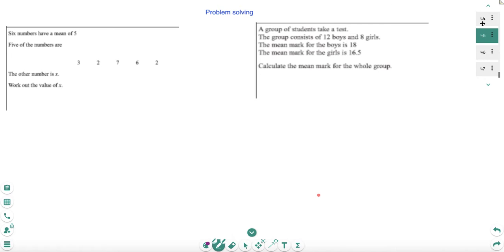Let's do some problem solving. Here, 6 numbers have a mean of 5.